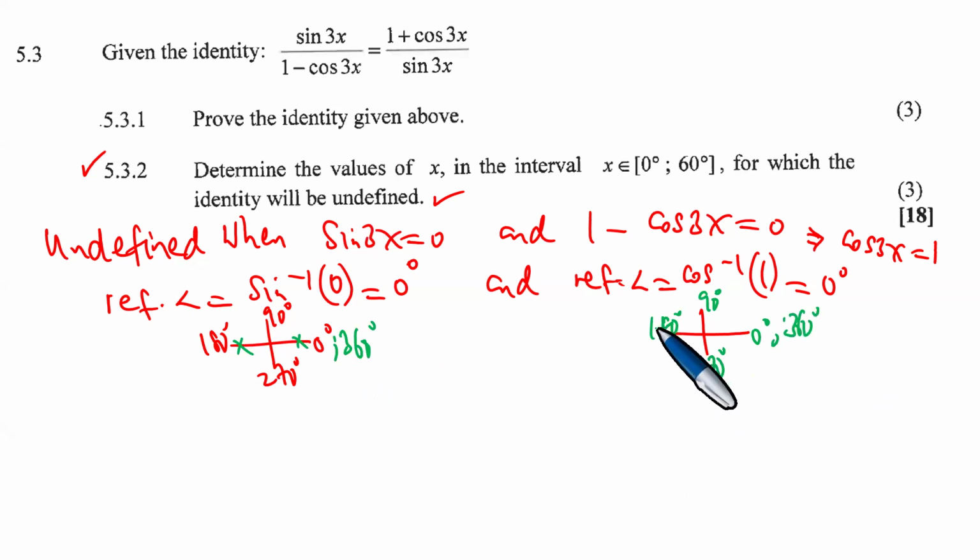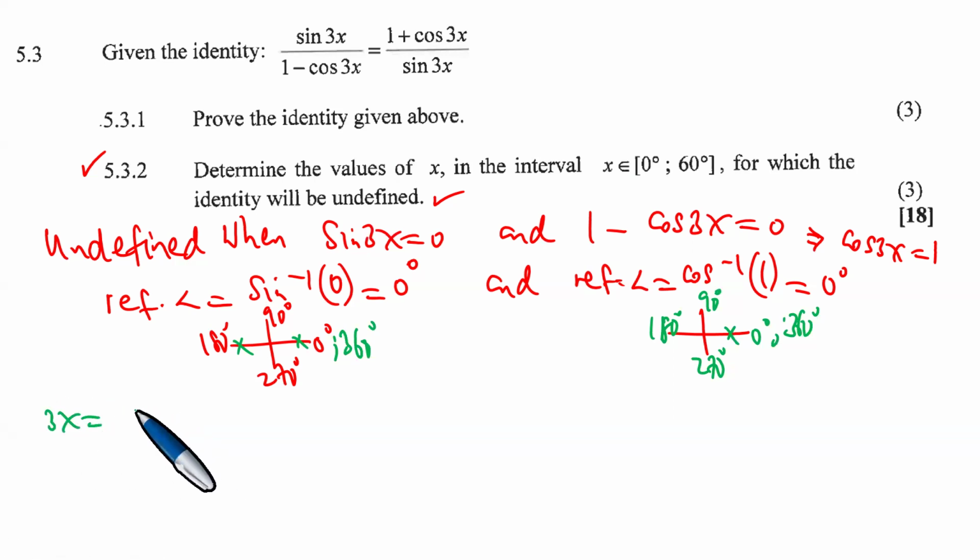Now, the cosine is 1 at multiple places. It is 1 here at 0 and 360 degrees, but at 180 degrees, the cosine of 180 becomes exactly negative 1. Now we are in business, and we're able to see this, and we say 3x.